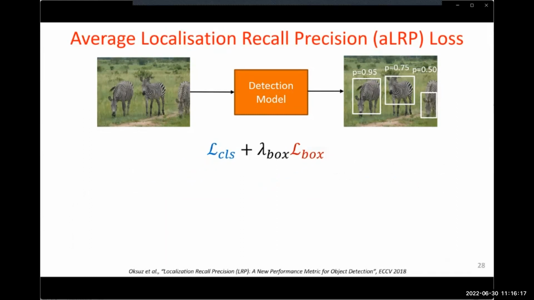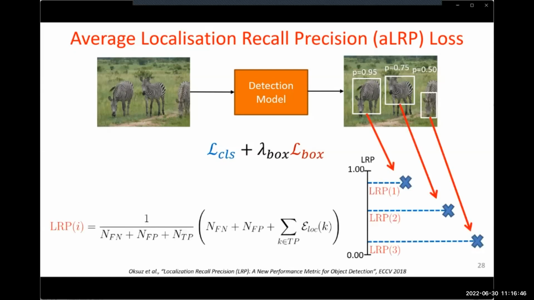Average LRP loss is an attempt to close this gap. Different from average precision loss, which optimizes precision error, average LRP loss optimizes localization recall precision error, which is a performance metric for object detection combining classification and localization qualities as discussed in the first and the second parts of this tutorial. There are two assumptions while converting LRP error into a loss form.